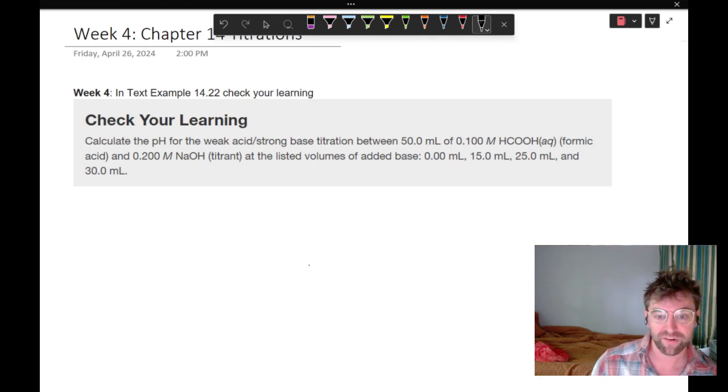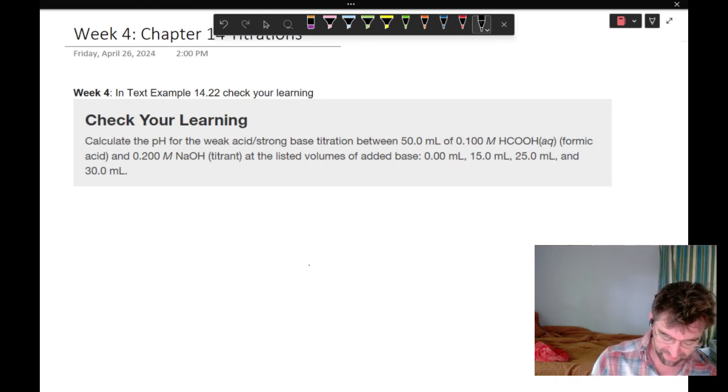All right, so we're calculating the pH of the weak acid and strong base titration between 50 milliliters of 0.1 molar formic acid and 0.2 molar sodium hydroxide. This is our titrant at the listed volumes of acid and base. The first one that we're doing is 0 milliliters of titrant, and what this tells us is that we're first solving for our initial point.